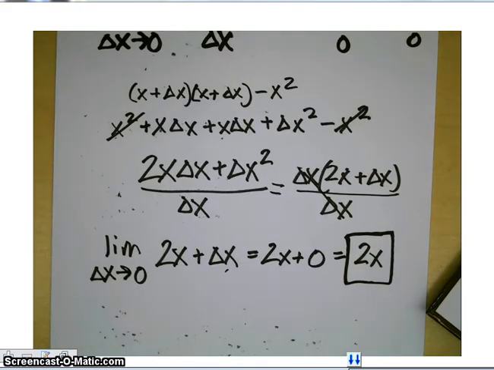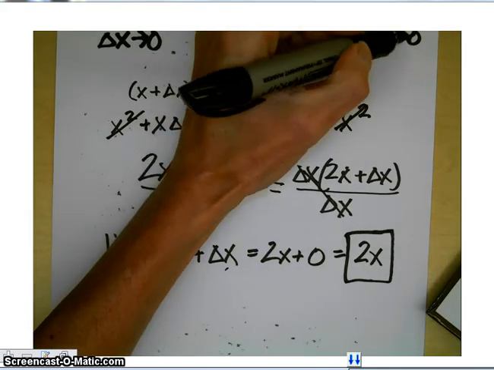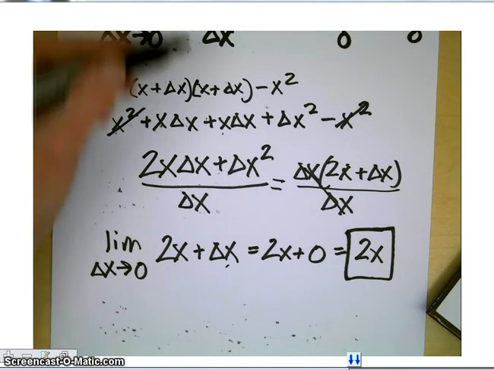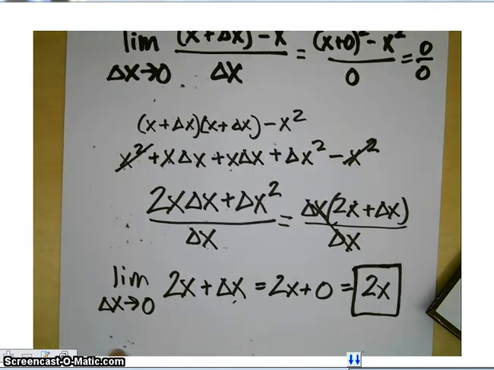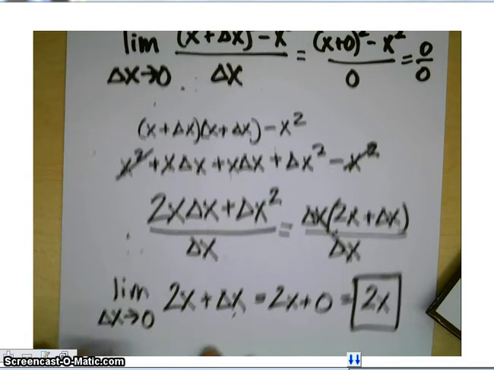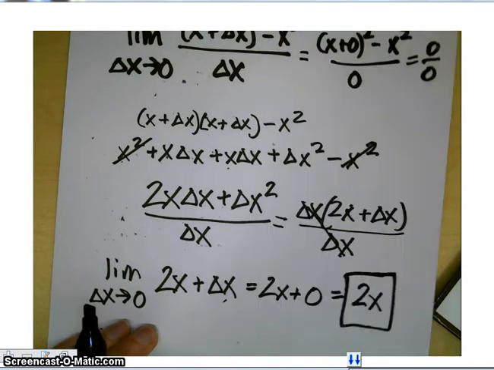It's okay. So the key on the delta x problems, you're probably going to get 0 over 0 when you do direct substitution. Get rid of the parentheses. All right, one more of these, and this is one I know you're going to like. It's fractions.